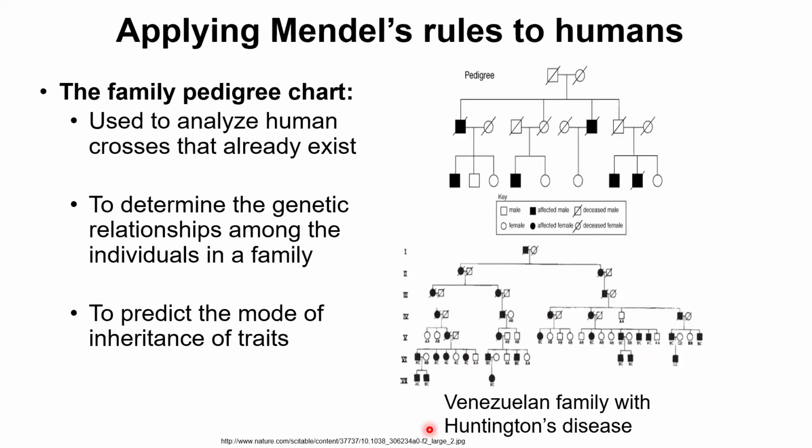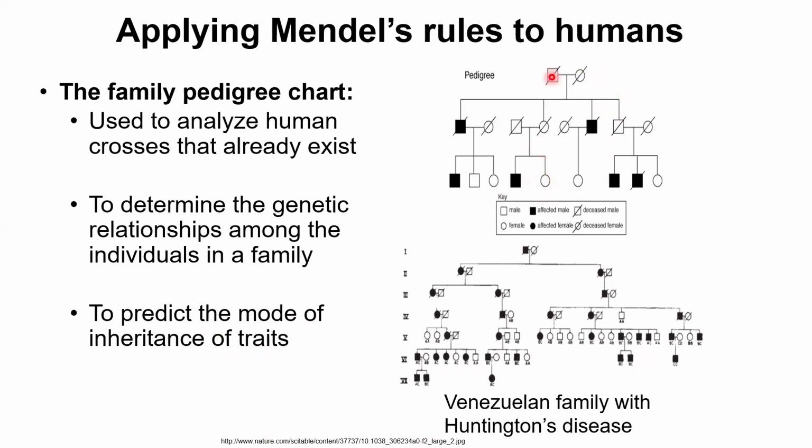Now, thinking about all of this, from what we know from Mendel's rules and into human pedigrees, we use a chart called a pedigree chart. It is used to analyze human traits that already exist. It allows you to determine the genetic relationships between individuals, and it predicts the mode of inheritance of different traits.